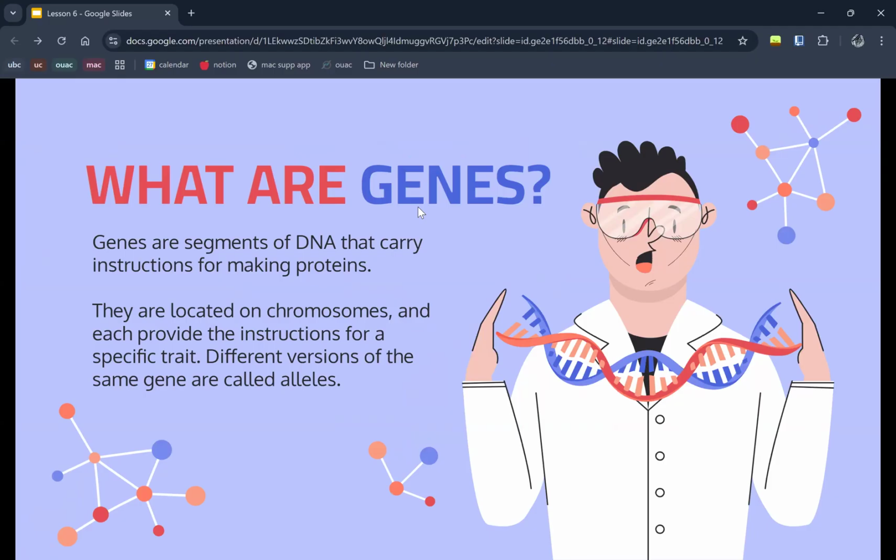Genes are located on chromosomes within the nucleus of the cell. If you remember, the nucleus is the control center of the cell, and each gene provides the instructions for a specific trait, for example, your eye color or your blood type. Different versions of the same gene, for example, a gene for blue eyes versus a gene for brown eyes, are called alleles. And these variations can result in different traits.